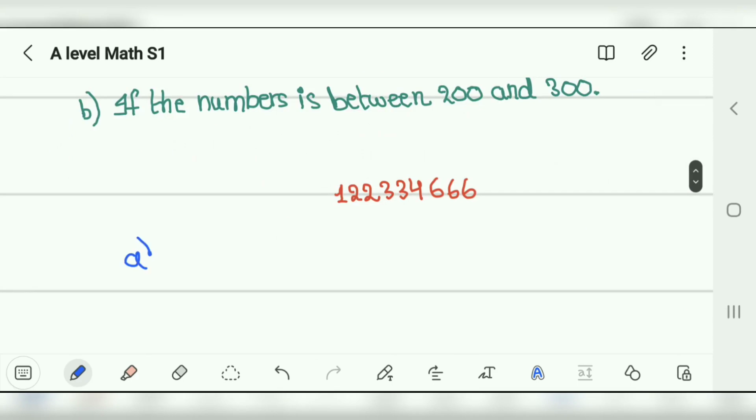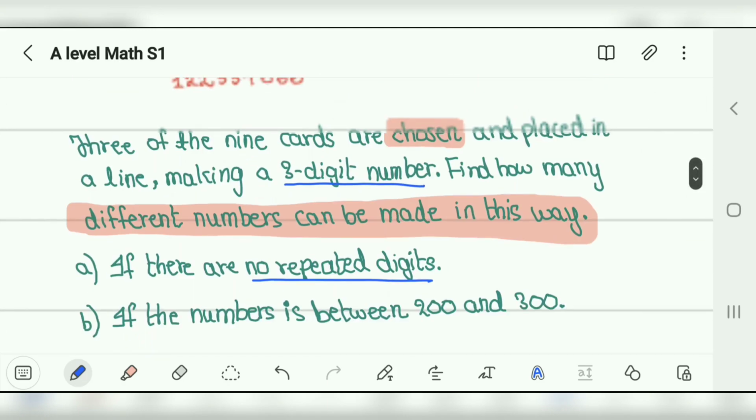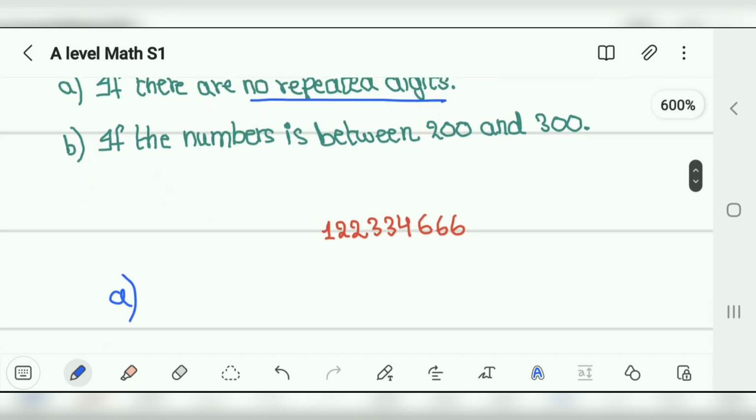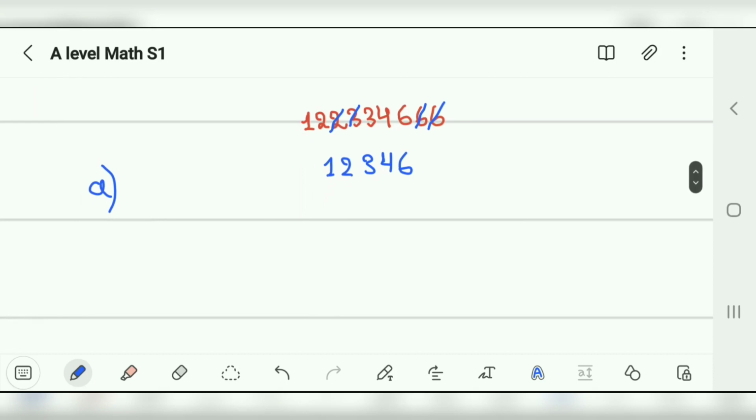So let's see this. Since there are no repeated digits, what am I going to do? It says there are no repeated digits and we need to take out a 3-digit number. So I'm going to take out and put away these repeated digits, and the remaining will be 1 2 3 4 6. Now I can make a selection from these.